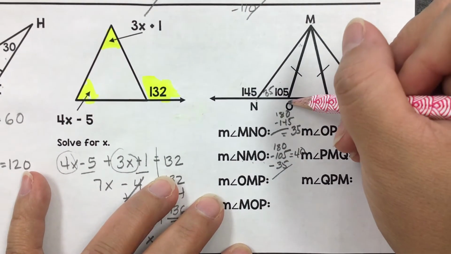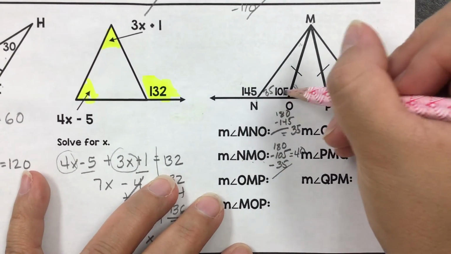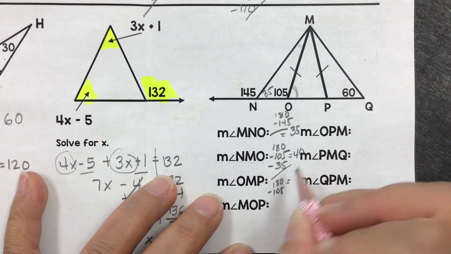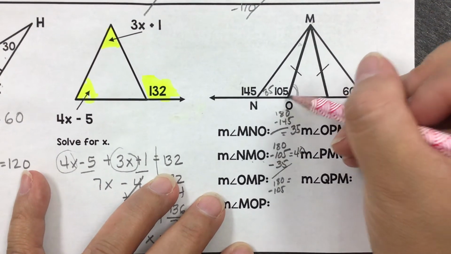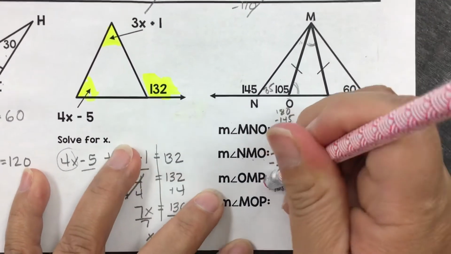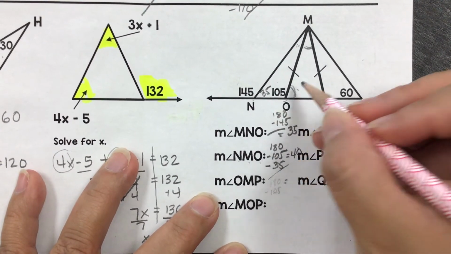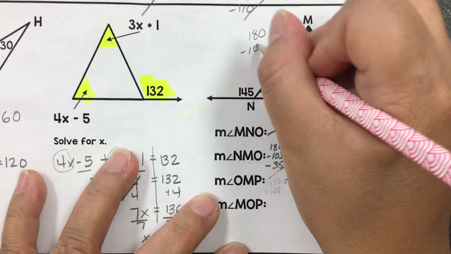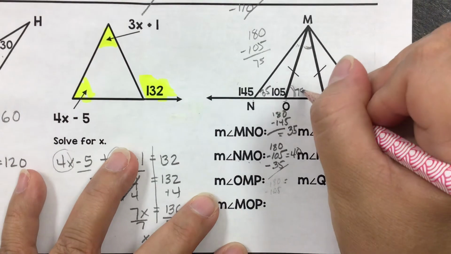Okay, OMP, that's this angle right here. It's linear with 105. So you do 180 minus 105. OMP is this top angle right here. But we can still figure this out. We have this one up here, which I was saying was 180 minus 105. That gives you 75 here.